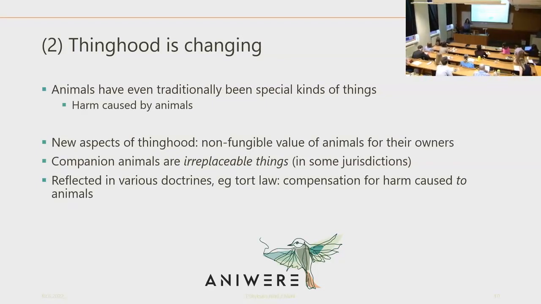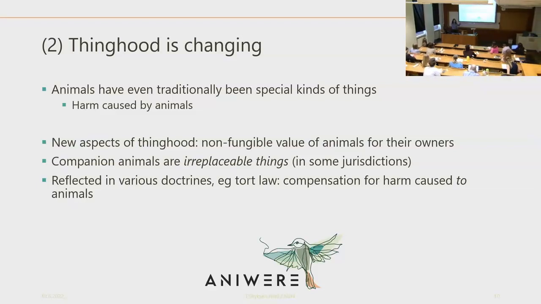I've basically already said most of this, but those animals that are things, their status is still changing in various interesting ways. Traditionally, they have already been special kinds of things, but what we have is new kinds of ways of understanding their thinghood. For instance, I think companion animals could increasingly be understood as irreplaceable things. Things are usually replaceable, but companion animals are irreplaceable, meaning that if I hurt your dog, I can't just buy you a new one and be done with it. Rather, I should try to see to it that the dog gets, for instance, the veterinary care that it needs.